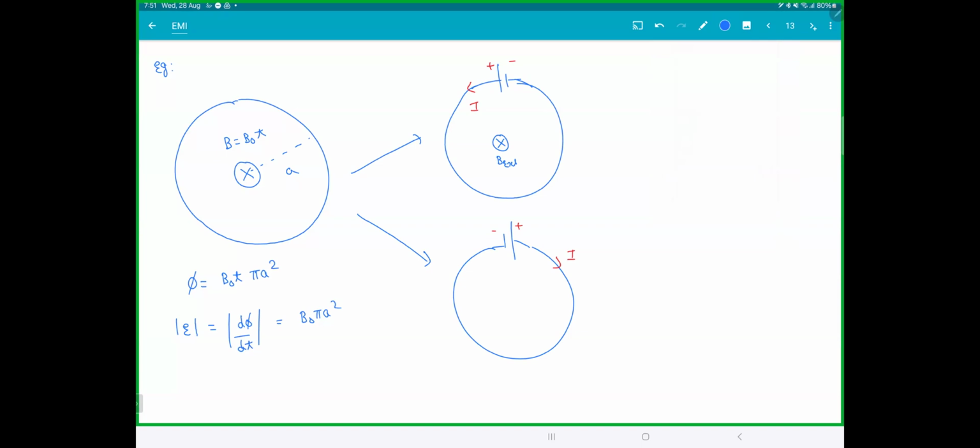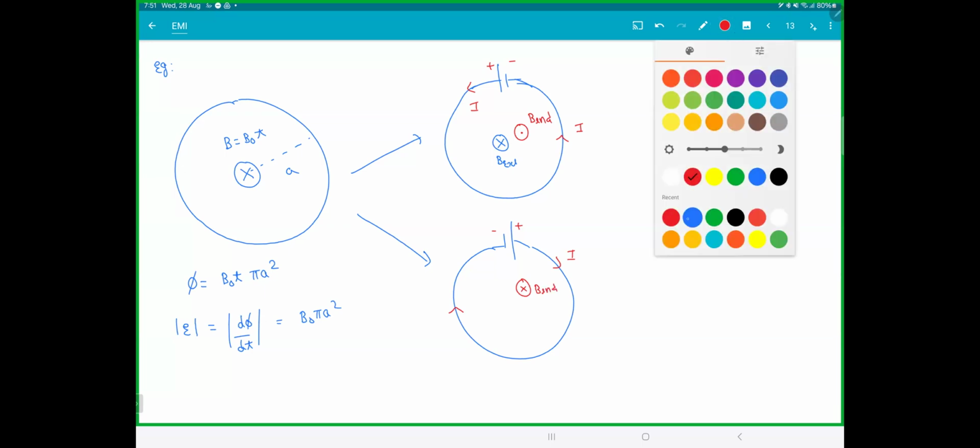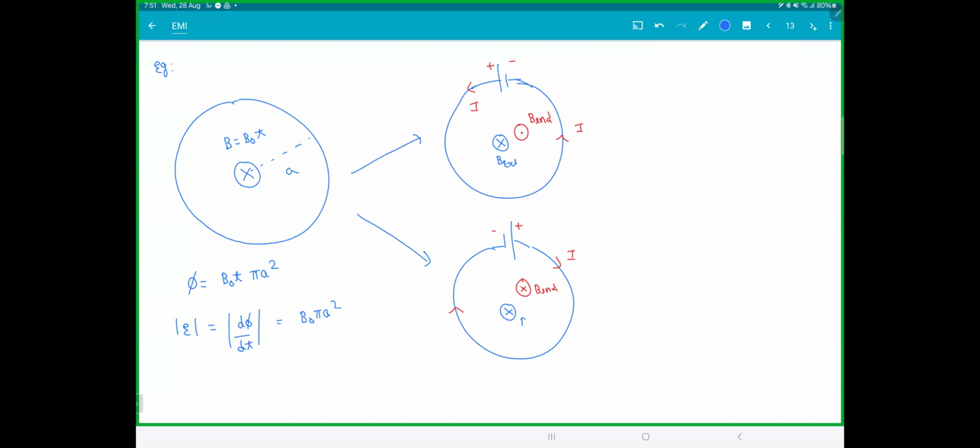Let's look at the first case. If the current flows anti-clockwise, how will the magnetic field be? This will create the field in this direction, B induced. Agreed? In the second case, if the current goes clockwise, the B induced also will be into the plane, and B external is also into the plane. So let's look at the second case. The net field will be B external plus B induced. That means whenever the current flows, it will actually increase the magnetic field.